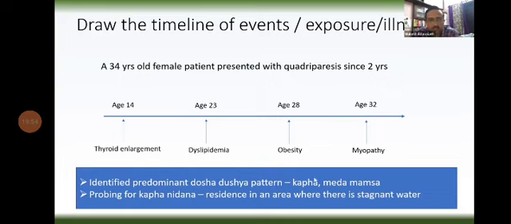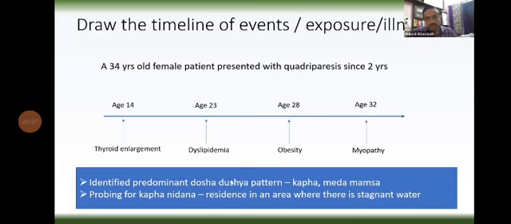So this gave us an idea. Then we started asking specific questions. Then the patient told that right from her childhood, even after her marriage, she used to stay in the same place, which is near a lake where the water is stagnant. So, as per our principles, stagnant water always aggravates Kapha dosha. You may find this very absurd in this modern era, but I'm not telling that is the cause, but that may be one of the contributing factors.